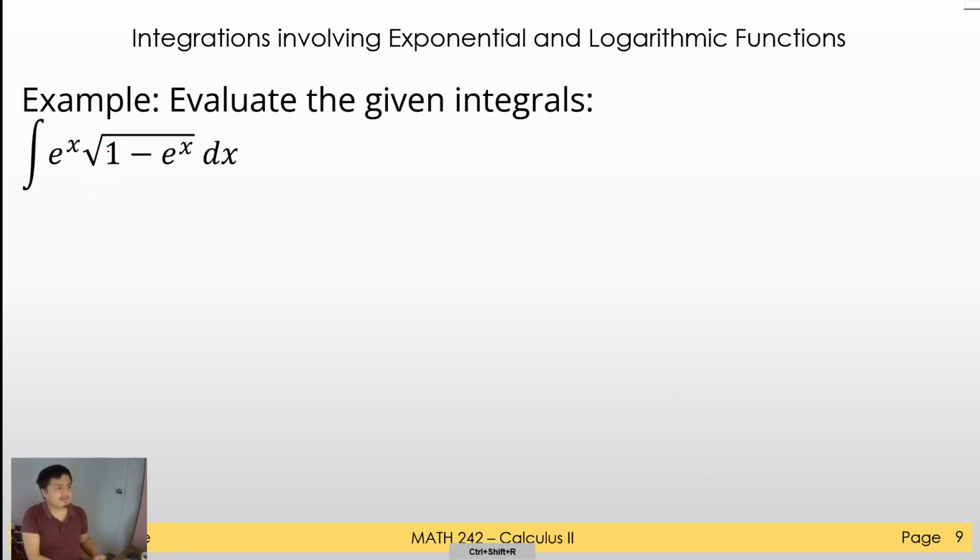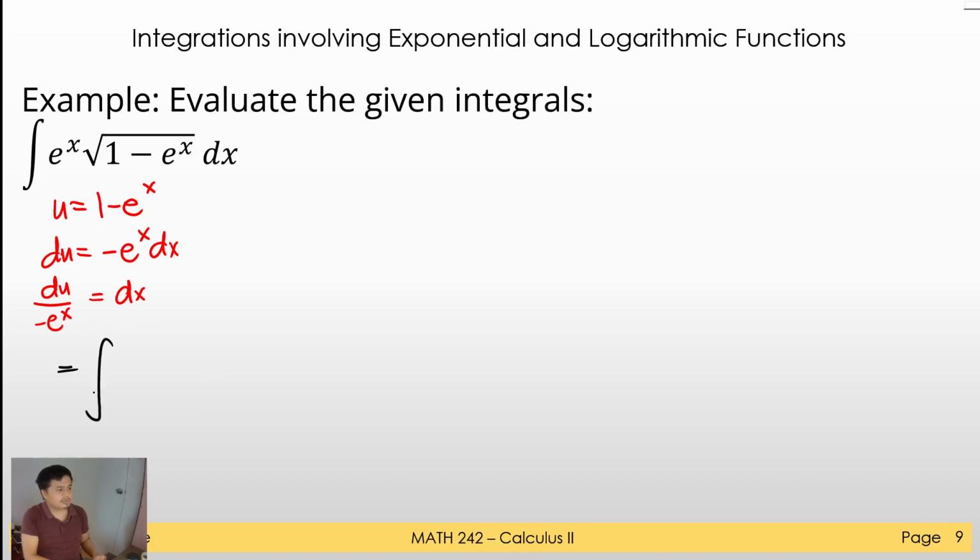Next example. We have this given integral. Again, we do not have a direct integration of this. But what can we observe here? We can try letting this be u. If you let this be u, what is the derivative of this? We have 0 minus e raised to x. Since we have e raised to x here, we can probably use this substitution. So we let u equal 1 minus e raised to x, and then du is equal to negative e raised to x dx. So dx is equal to du over negative e raised to x.